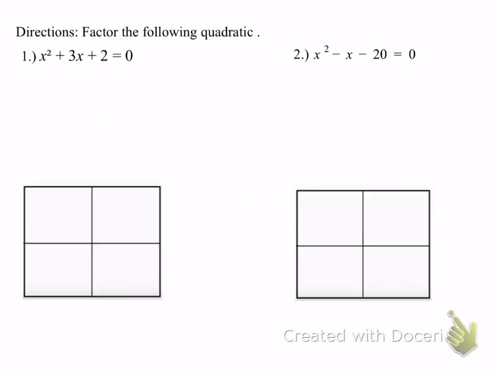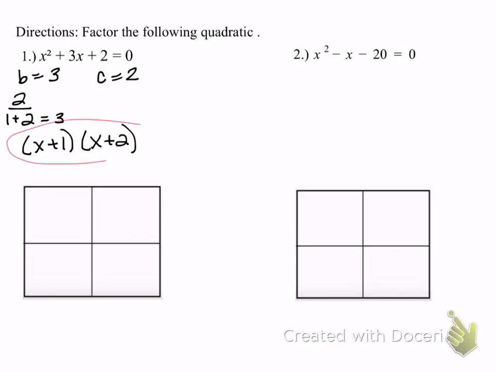Let's go ahead and give the first example a shot. If we look at it, we know that b is 3 and c is 2. So we need to find factors of 2 that add to get b. What two numbers multiply to get you 2? There's only one: we've got 1 and 2. And if you add those together, you get 3. So our answer here is x plus 1, x plus 2. Here's my answer, all factored out.